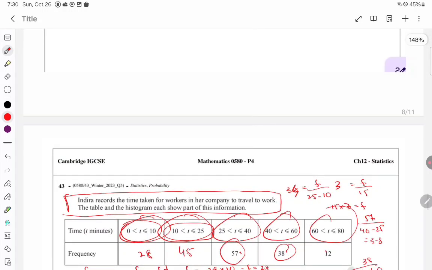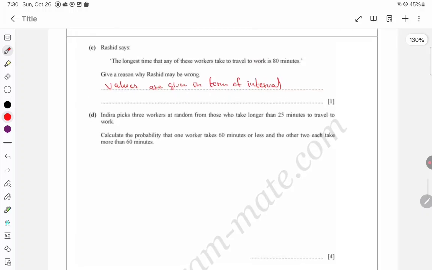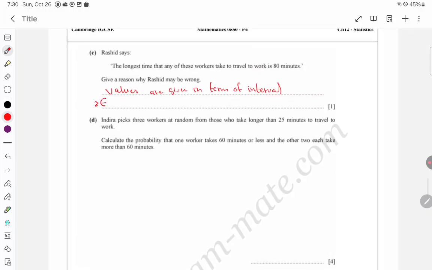It can be 60 to 80, and the frequency will remain 12. We don't know the exact value. So this is our answer: values are given in terms of intervals. That means we do not have the exact value, like 80 minutes, for the longest time.